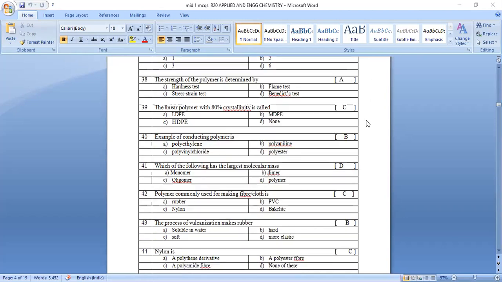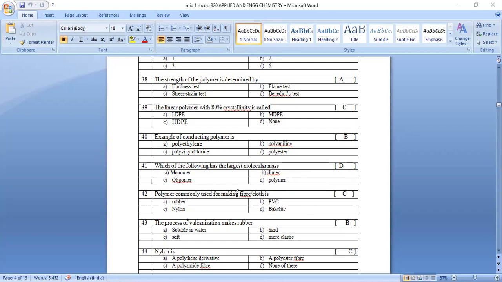Next, which of the following has the largest molecular mass? Polymers have the largest molecular mass, because the polymer chain contains many monomers, and the mass might be 50,000 to 2 lakh. The polymer is known to be a macromolecule, a long chain molecule with higher density.